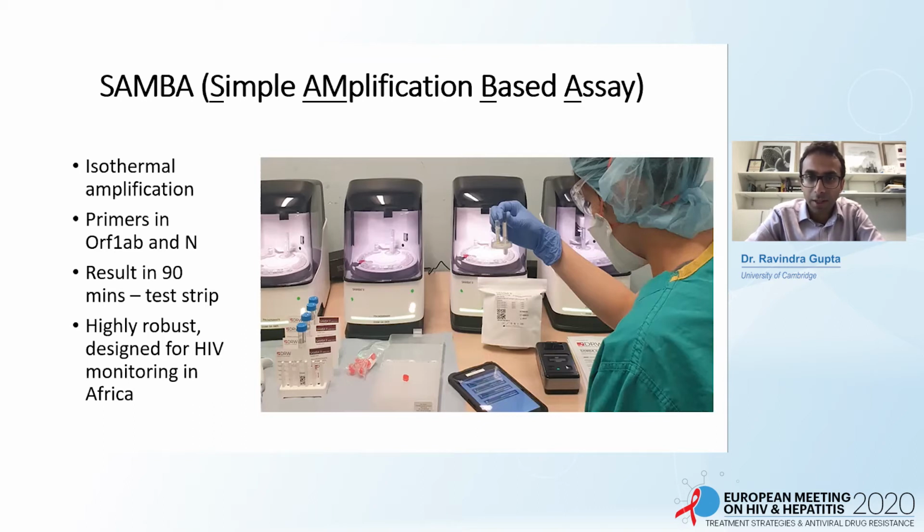SARS-CoV-2 COVID-19 epidemic prompted the manufacturers to adapt the test to detect nucleic acid from SARS-CoV-2. So they designed primers in ORF1AB and then the N open reading frame. And this test can give a result in 90 minutes. As you can see in the machine here, it's a sort of size of a coffee machine or a small coffee machine. And it takes one sample at a time. And of course, 90 minutes is the turnaround time of the test.